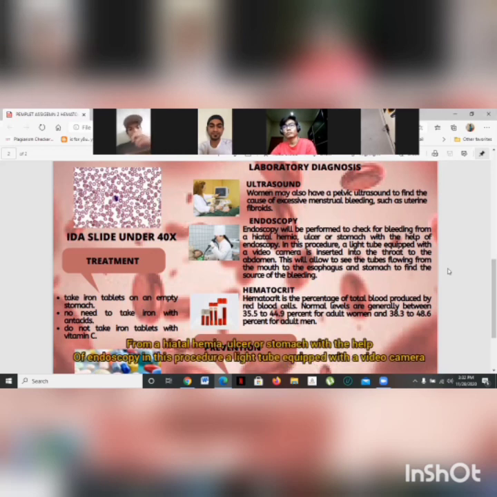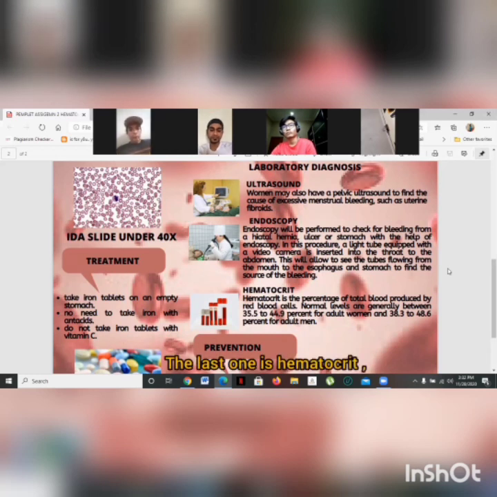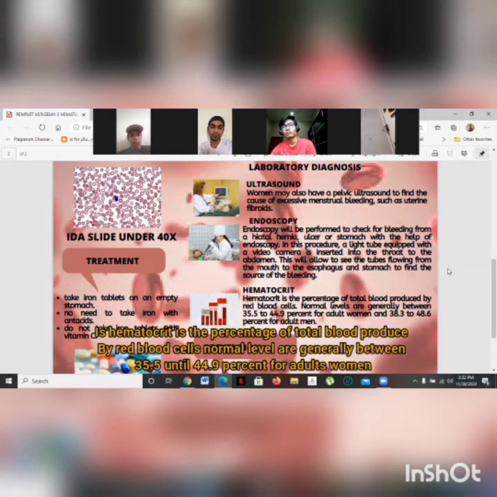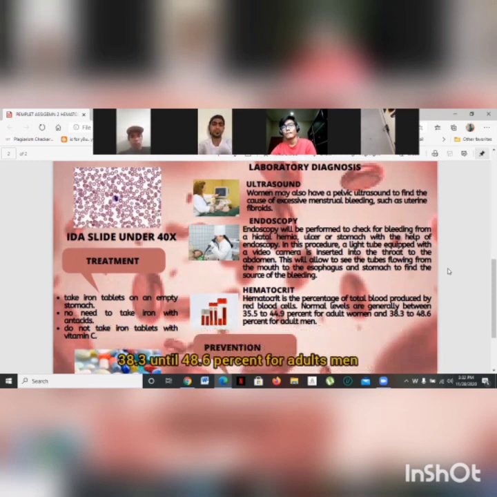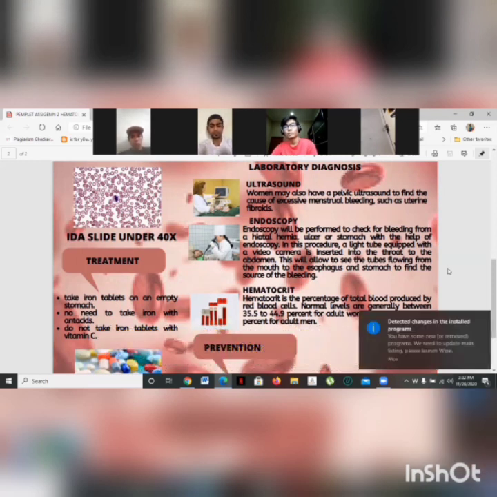This will allow us to see the flow from the mouth to the esophagus and stomach, to find the bleeding. The last one is hematocrit. Hematocrit is the percentage of total blood made up of red blood cells. The normal level is 35 to 44% for adult women and 38.3 to 46% for adult men.